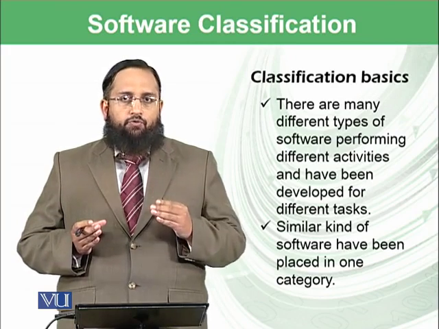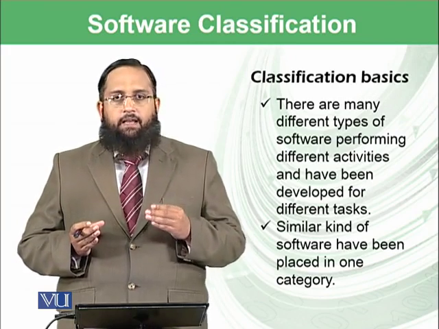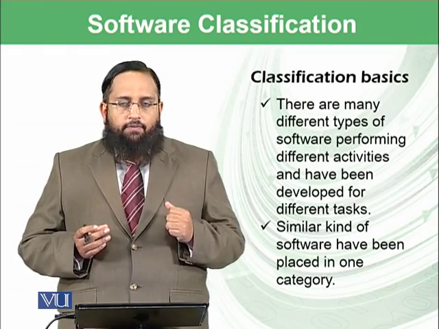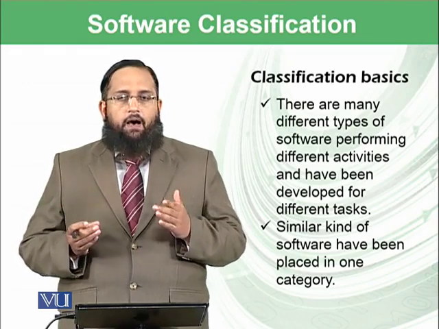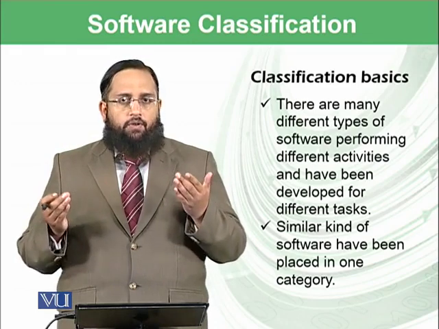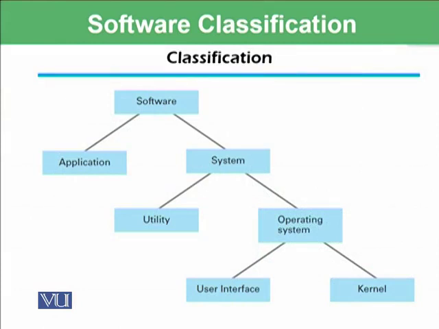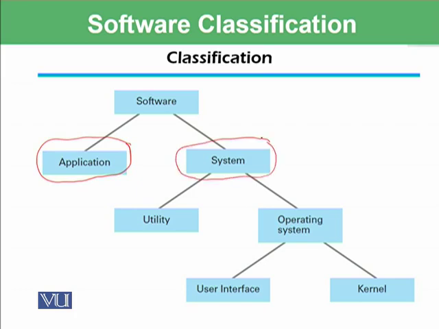But whatever you use or have used is basically a kind of special software known as application software. However, in computer science, there are many other types of softwares. So we will be discussing them in the next slide. If we want to classify software, it can be classified into application software and system software. Within system software, we have utility and operating system. And in the operating system, we have user interfaces and kernel.